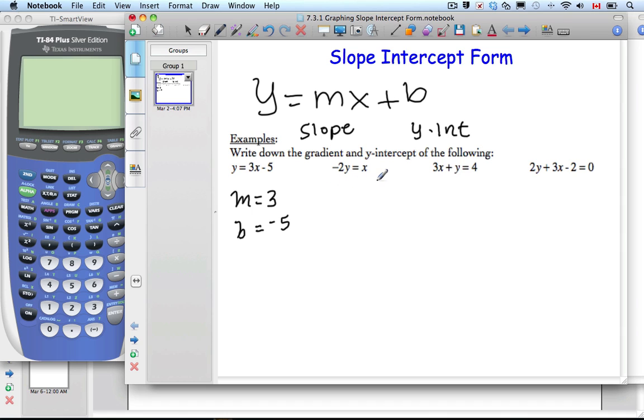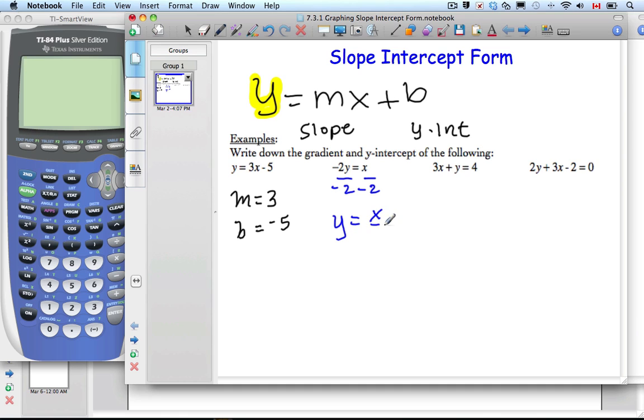This one isn't looking as pretty as the one before. So we have to manipulate it so that it looks like the one above. If everyone notices, in slope-intercept form, y is always isolated on one side of the equal sign. So we need to isolate our variable. To isolate y, we can just divide by -2. So now I have y equals. And what happens when I have x divided by -2?